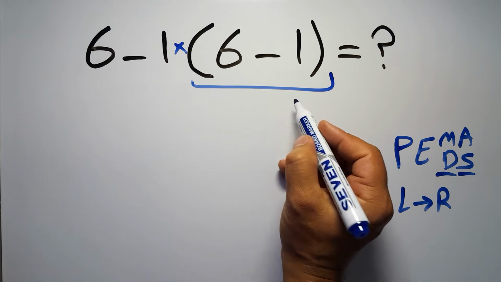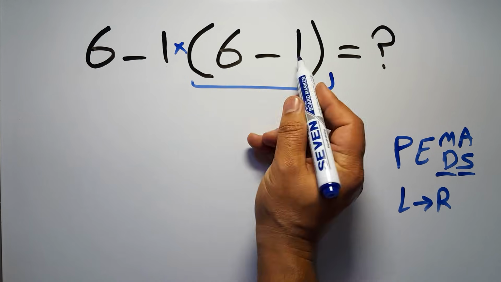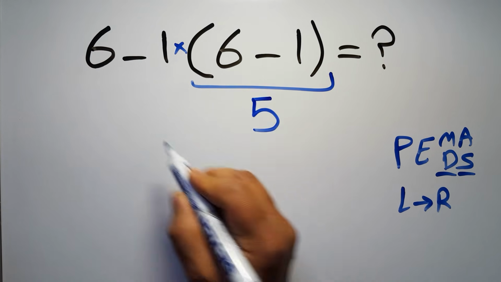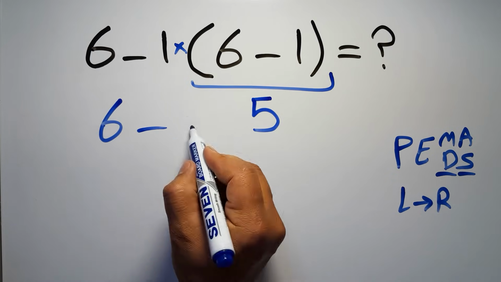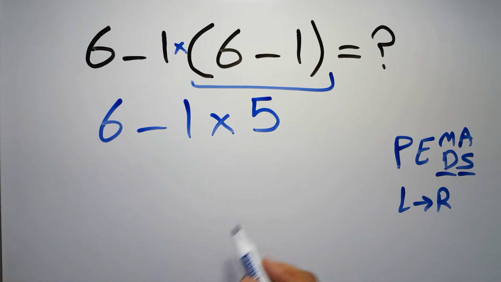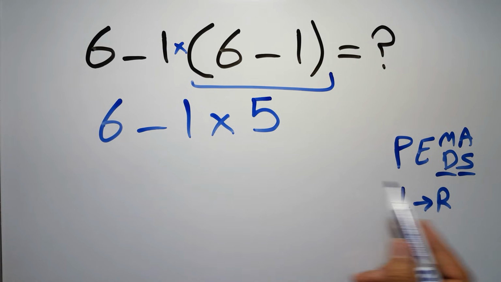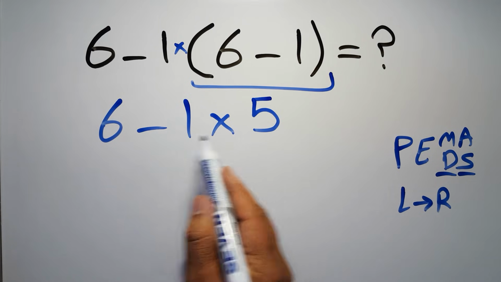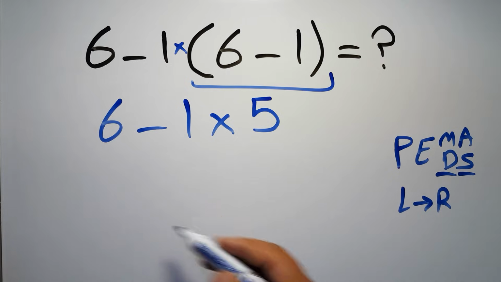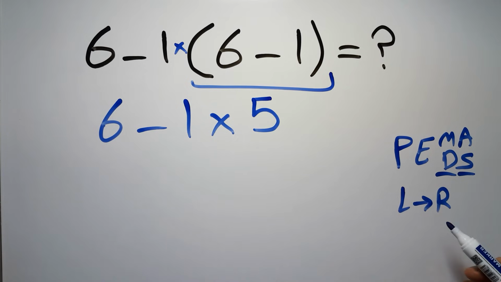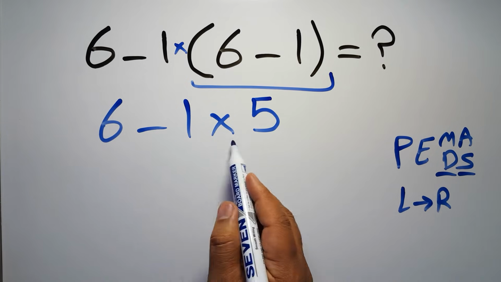So first is parentheses. Inside this parentheses we have 6 minus 1, which equals 5. So 6 minus 1 times 5. Now we have one subtraction and one multiplication. According to PEMDAS, multiplication has higher priority than subtraction, because multiplication comes before subtraction. So here first we have to do this multiplication.